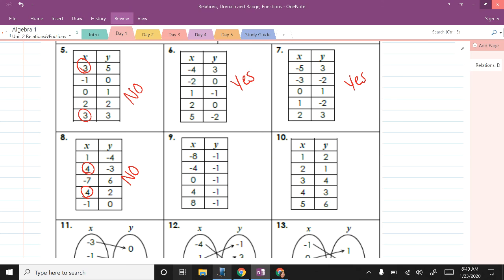What about number 9? Look at all them y's. We don't look at y's, do we? No, you only focus on the x's, and the x's are all different. So yes, it's a function. You don't care what the y's are doing.